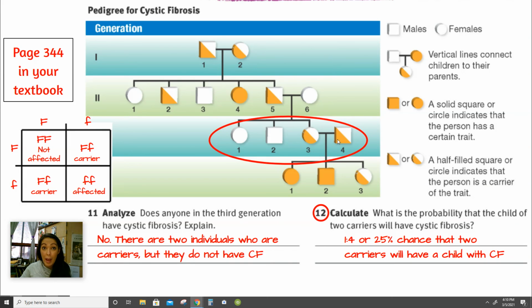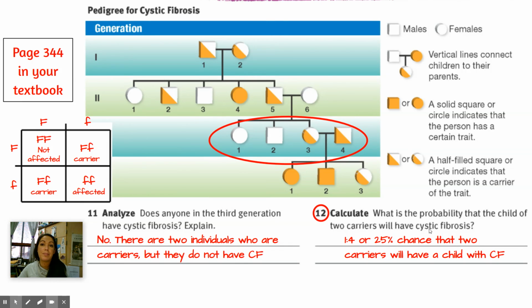Is that what ended up happening here in generation 4? No, we ended up seeing 2 out of 3 kids with cystic fibrosis. This is because this Punnett square doesn't necessarily tell you a guaranteed outcome. It tells you the probability. Every time those parents combine their genes, you get a new 25% chance of having a kid with cystic fibrosis.